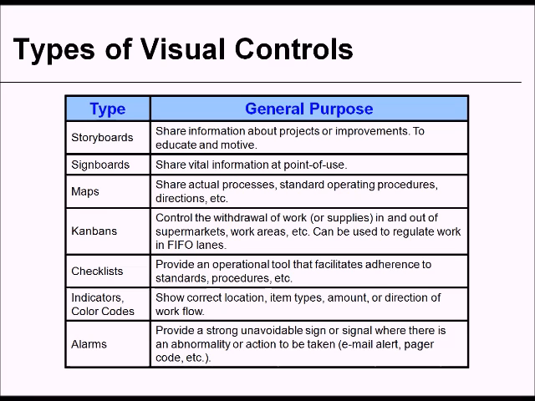How about Kanbans, pull systems? Those are also signals. Those are visual controls. A lot of times checklists are. And then color codes or andons, if you will. Red, yellow, green lights, letting you know how the process is doing. Providing a strong, unavoidable sign or signal where there's an abnormal action, like an alarm. Maybe you get an email for a quality alert where you have to go and it alarms you to take action. So those are all types of visual controls.